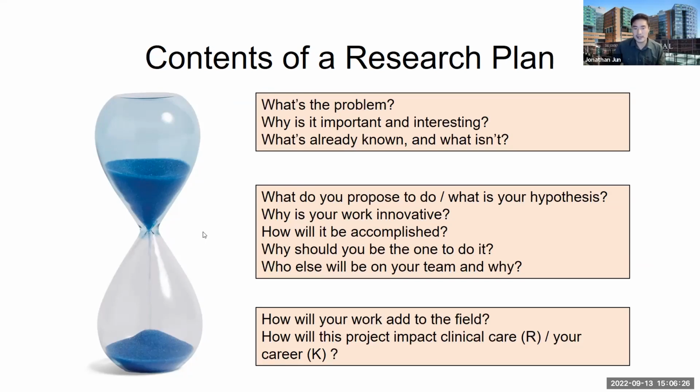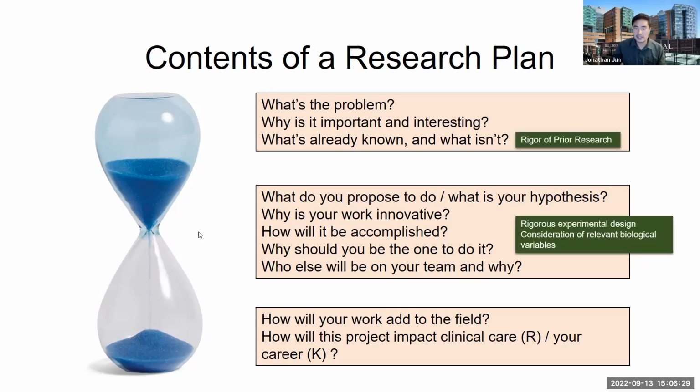Now, within each of these boxes, the NIH also has specific criteria that they're looking for. So when you talk about what's already known and what isn't, that is your opportunity to demonstrate that you are rigorous in your view of prior research. Who's already published in this area? What work has already been done? What's good, what's bad, what's lacking. So that's where rigor of prior research comes in. It used to go by different names, but since 2016, they call it rigor of prior research.